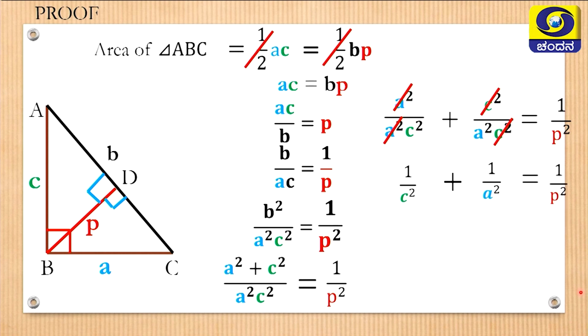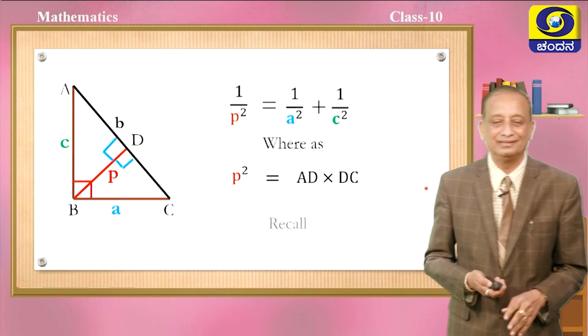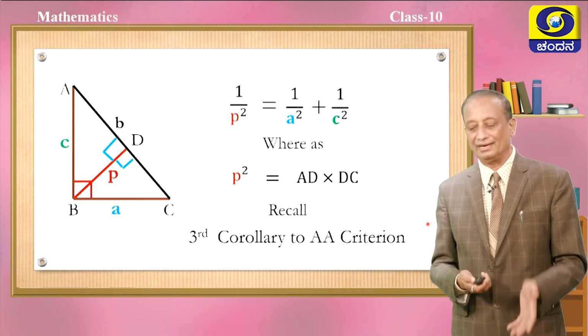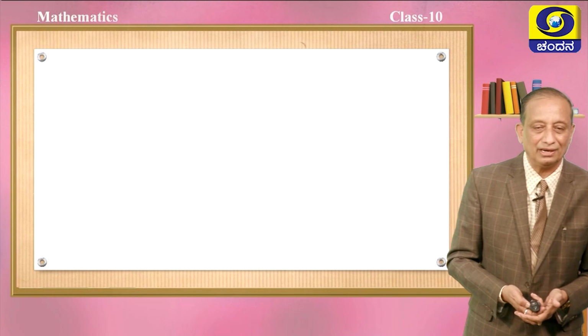So simple, children. In fact, there are many other alternate ways of proving this. So please try to explore them. So we have understood that in a right angle triangle, if you draw a perpendicular, the reciprocal of the square of its length is equal to 1 over A square plus 1 over B square, whereas we have already proved BD square as AD into DC, children. Can you remember, can you recall this? This was the third corollary to the A criterion. Now we know 1 over P square as well as A square also.